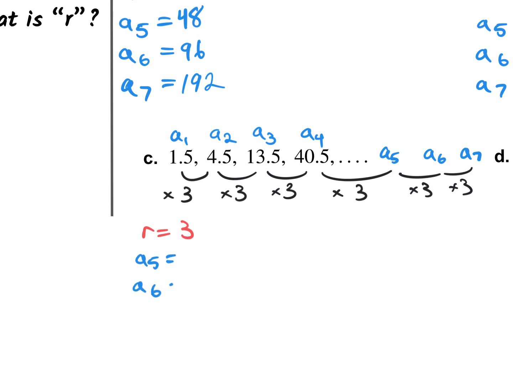The common ratio tells us that we are multiplying to get to further steps. So we'll take 40.5 and multiply that by 3. That'll give us 121.5. We'll take that number, 121.5, multiply it by 3 to get 364.5, and then one more time to get 1093.5.